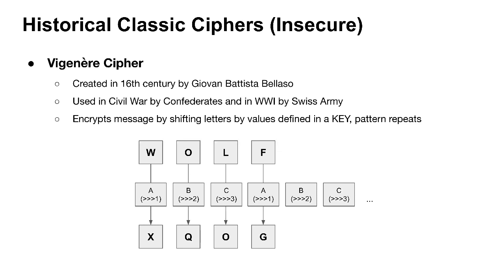The Vigenère cipher was created in the 16th century by Giovan Battista Bellaso. It was used in the Civil War as well as in World War I by the Swiss Army. This also uses a shift to encrypt, but the shift increment is defined by a key. So here you can see ABC, ABC, that pattern repeats. It's a little bit more secure than just the Caesar cipher, but it has a lot of pattern repetition, so it really isn't very secure at all.